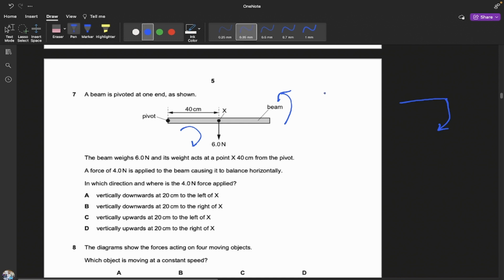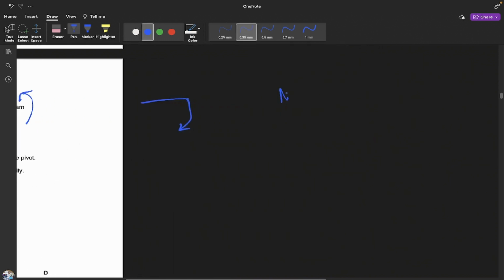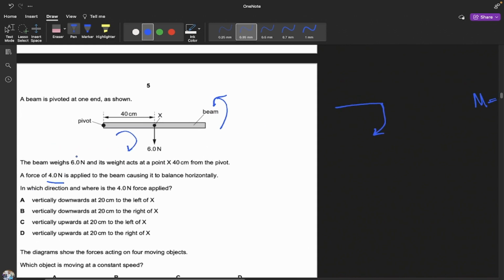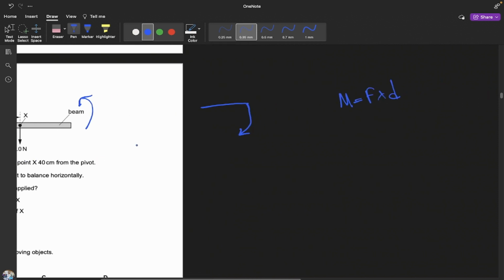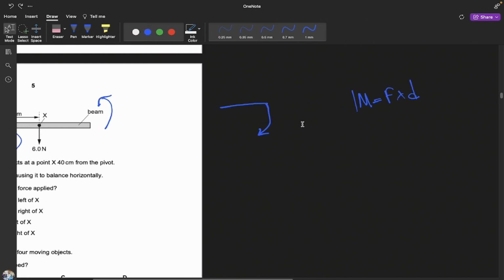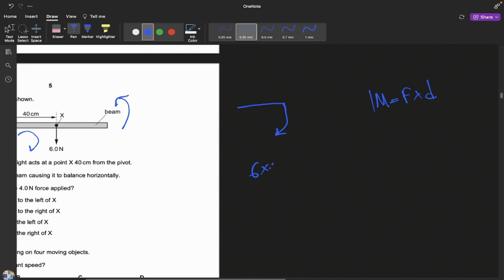Second thing is, if you go to the equation of moment, force multiplied by distance. Here it is 4 newtons. The weight itself is 6 newtons. The moment should be equal to the moment given by the mass, which is 6 times 40. Yeah, 6 times 40. It should be this value, right?